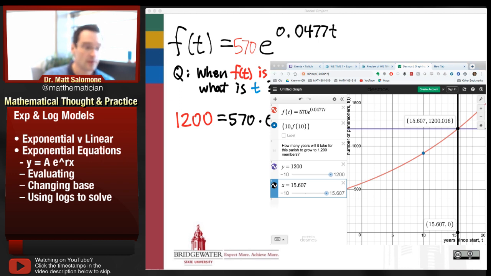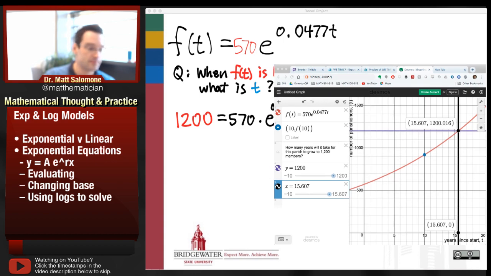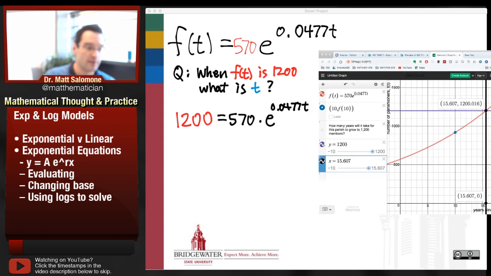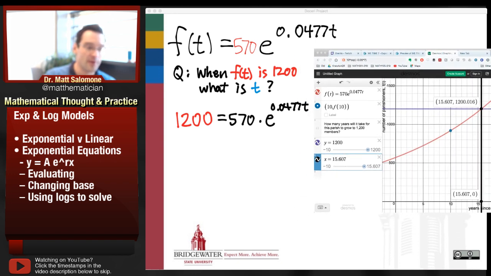Let me nudge my graph off to the side a little bit here, because as usual I'm drawing over myself. Don't want to do that. Here we go. Okay, so what I have is an equation that I now want to figure out how to solve. How do I get this equation to have t by itself? Solve for t.